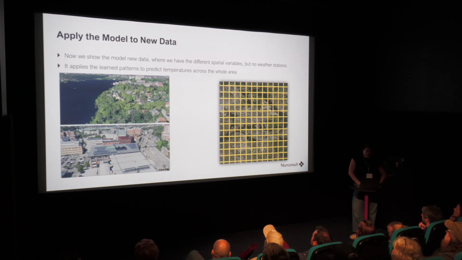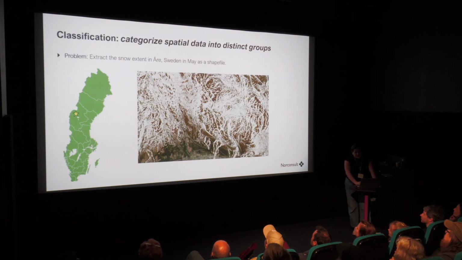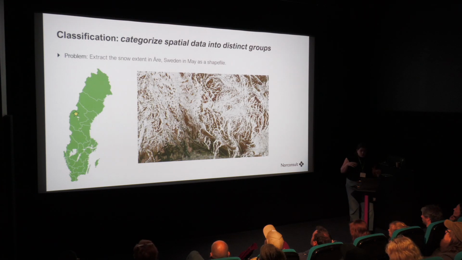So that is regression. Next, I'm going to talk about the second category of application of machine learning that I wanted to talk about, and that is classification. So that is all about teaching a model to recognize and assign labels to different types of data. And so this one is super nice for those who work with imagery.